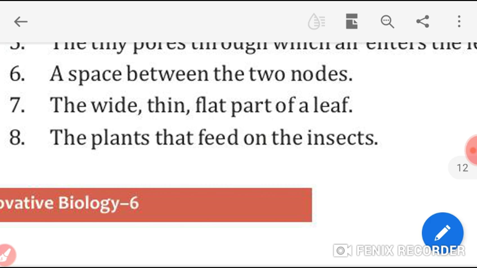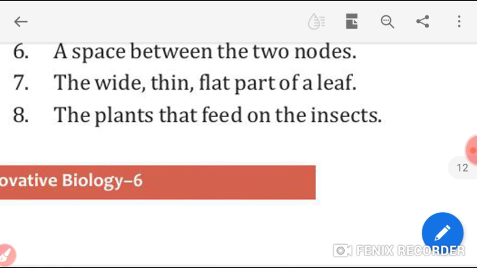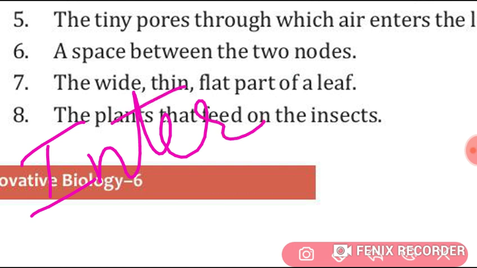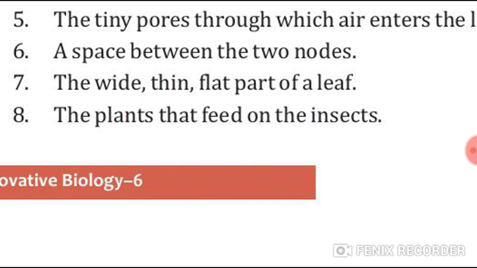Then next, sixth, a space between two nodes. Answer is, students, internodes. This is answer number 6.